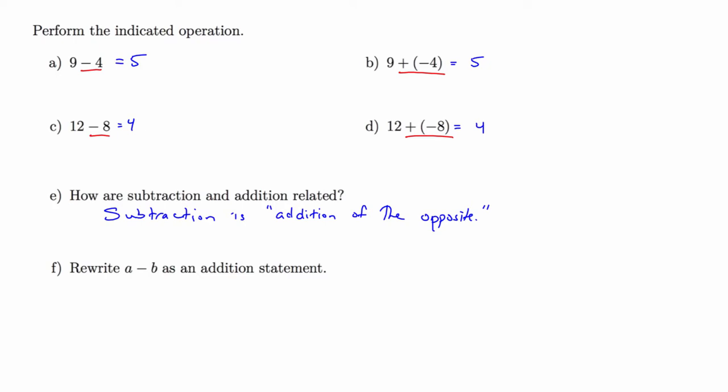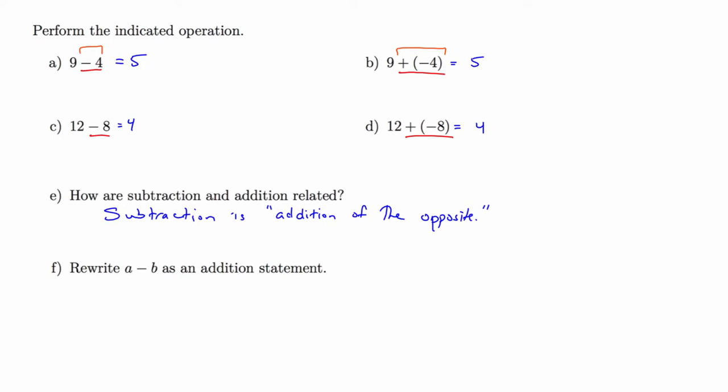One explanation of this is subtracting 4 is like taking $4 out of your bank account, but adding a negative 4 is like adding $4 of debt to your bank account. Whether you take the $4 out or you add $4 of debt, the end result, the net effective result, will be the same.